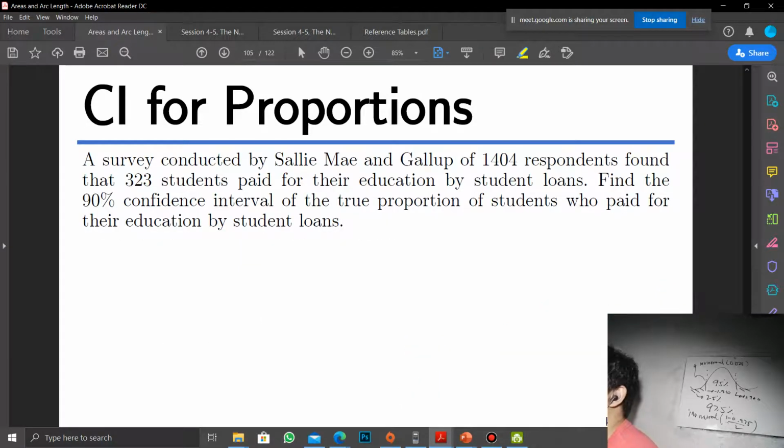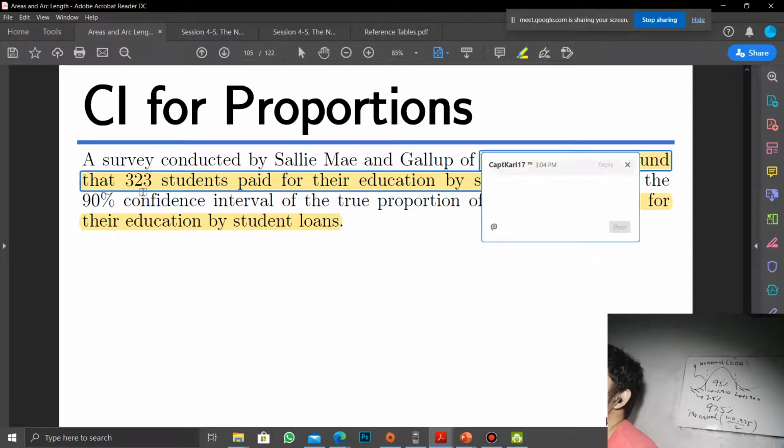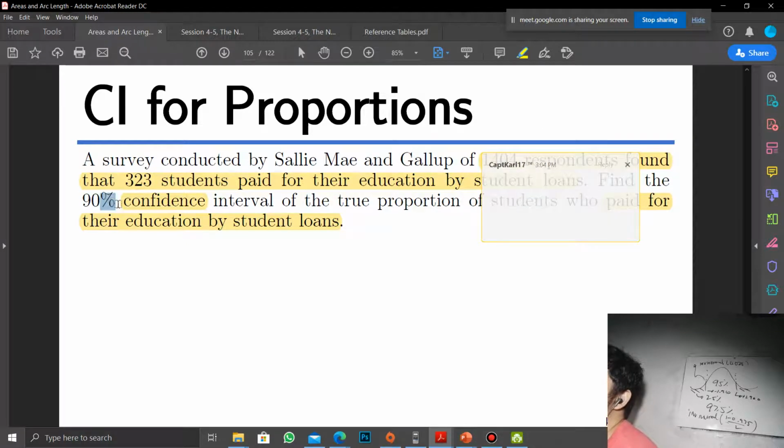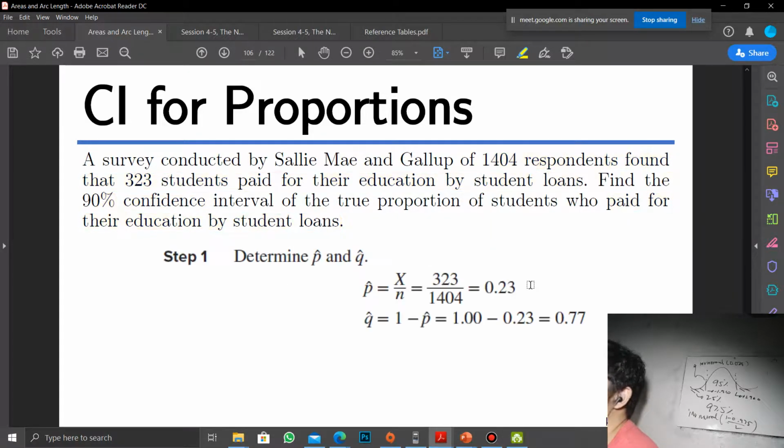So, find the confidence interval. Oh, paid for their education by student loans. So, alam natin na itong given na to, that is your P hat. Yun yung N, ito yung P hat. Ito yung confidence level. Now, let's try. Let's see the answer. P hat and Q hat. Ayan. X over N. Ito over ito. You'll get 0.23. Then Q hat is 0.77.